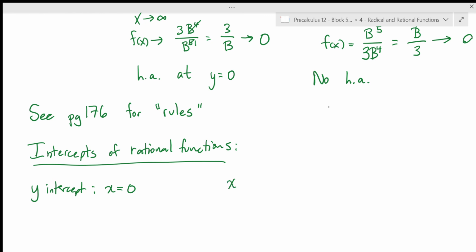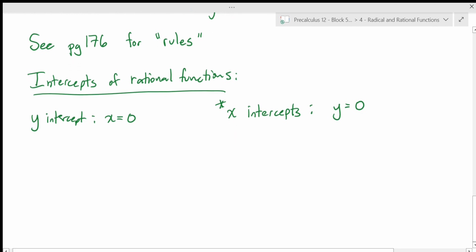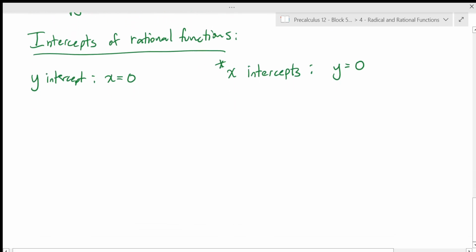So x-intercepts actually work the same way as well. x-intercepts occur where y equals 0. But the thing we have to think about is, when we have an algebraic fraction or a rational function, where are the values that are going to actually give us y equal to 0 but not be undefined?